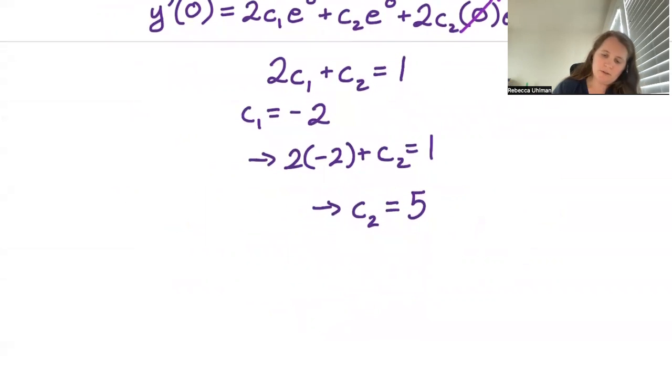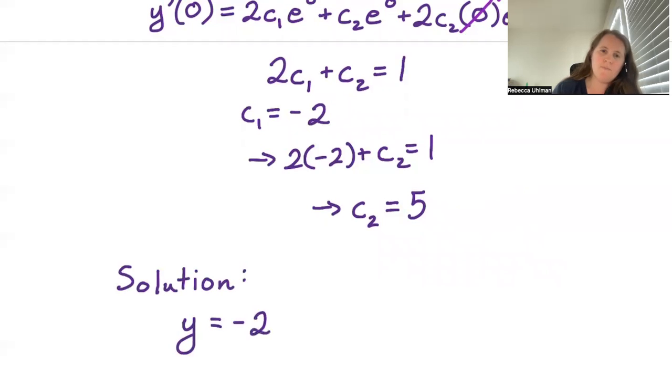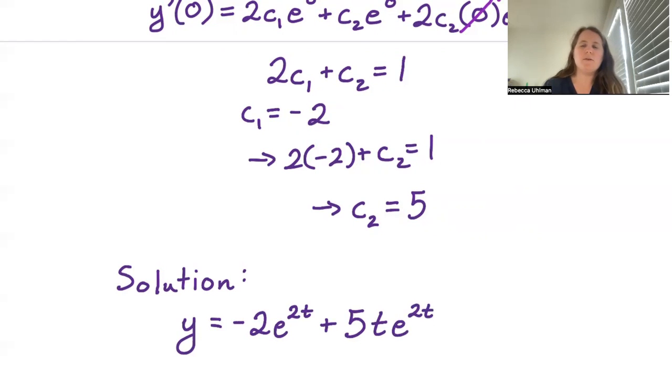And so our final solution would be y is equal to c1, which is -2, times e to the 2t plus c2, or 5, times t e to the 2t. So again, this is how we can go about finding the general solution, as well as finding the solution to an IVP if we have a repeated root for our characteristic equation.